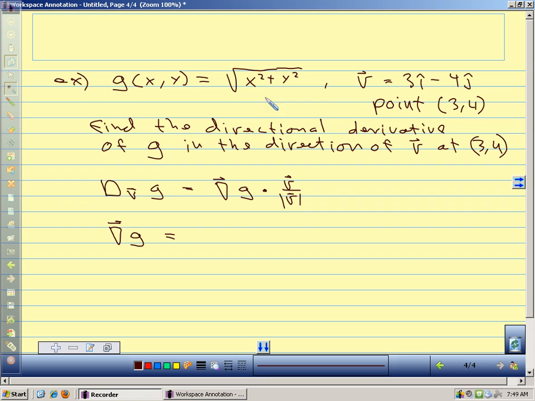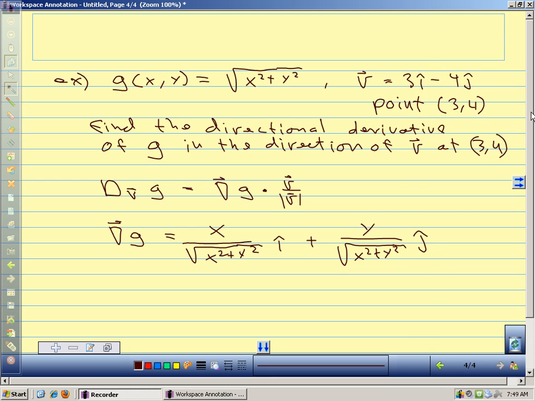One half over square root of x squared plus y squared times 2x. So the 1/2 and the 2 cancel, and we just get x over square root of x squared plus y squared in the i direction, plus, and this is symmetrical in x and y, so our partial with respect to y is just going to be y over square root of x squared plus y squared in the j direction.